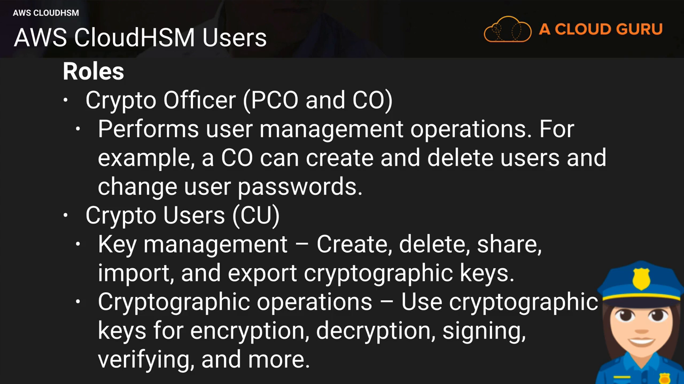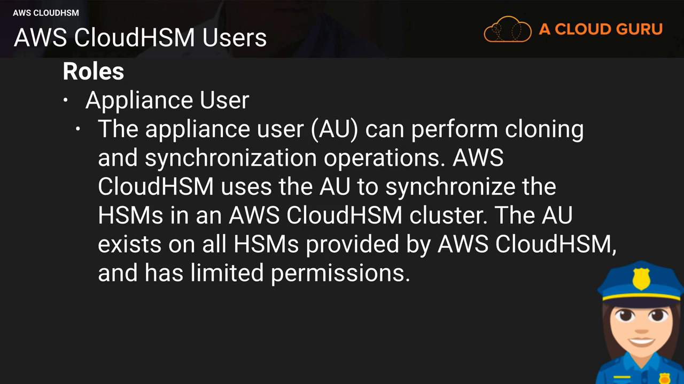Our crypto users, however, have two important functions. They do key management: they can go in and create, delete, share, import and export our cryptographic keys. And they can also do cryptographic operations, so they can use cryptographic keys for encryption, decryption, signing, verifying, etc. We then have our appliance user. This is a very basic user that can perform cloning and synchronization operations. AWS Cloud HSM uses the appliance user to synchronize the HSMs in the AWS cluster, and these users exist on all HSMs provided by AWS.